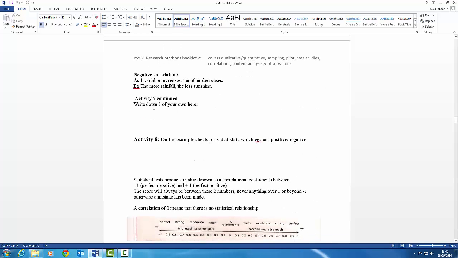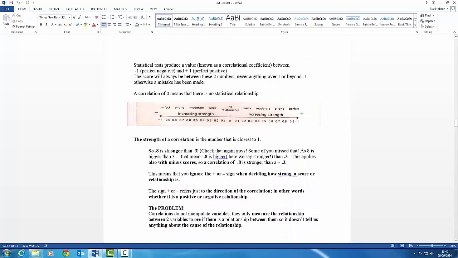Negative correlations, on the other hand, are as one variable increases, the other one decreases. So for example, the more rainfall we have, maybe the fewer hours of sunshine we have. You can think about it carefully, but write down one example of your own. We're going to have a go at this activity in class to check your understanding. But let's move on a little with what else we need to know about correlations.